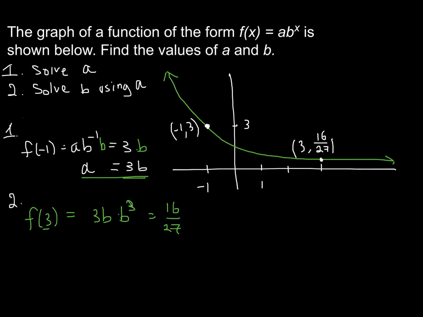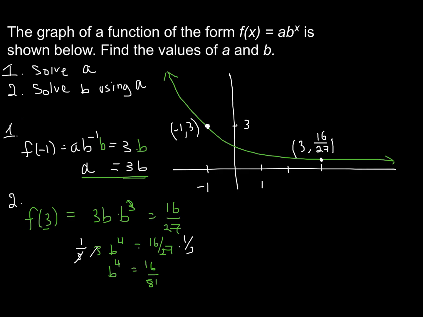b times b to the 3rd is going to be b to the 4th. So I have 3b to the 4th is equal to 16/27. Now I need to multiply by 1/3 on both sides. And this is going to allow me to cancel the 3's here. And now I'll have b to the 4th is equal to 16/81. That's 27 times 3. And now I need to find a way to get this to be b to the 1st power.